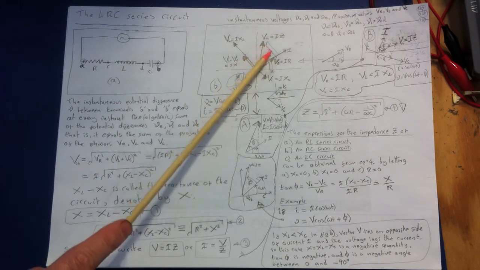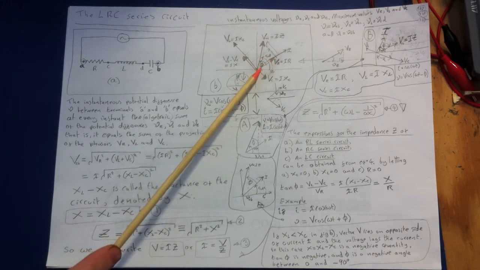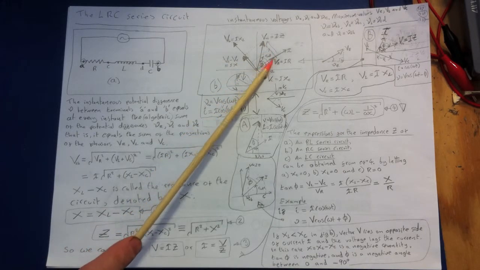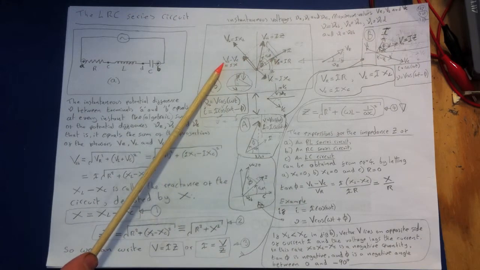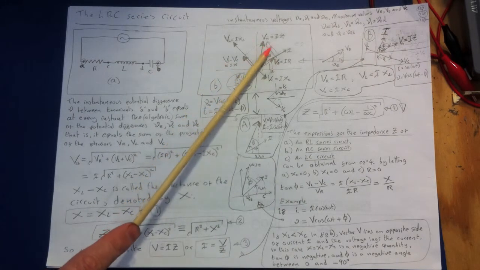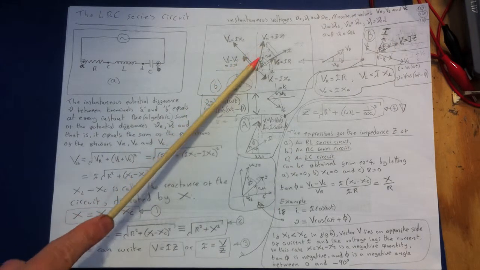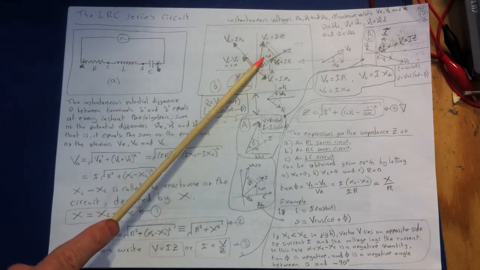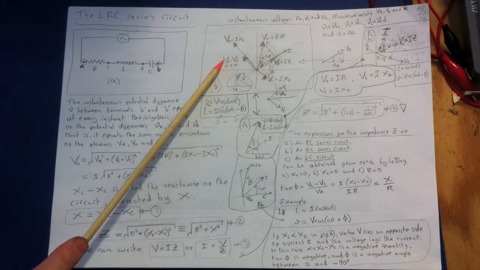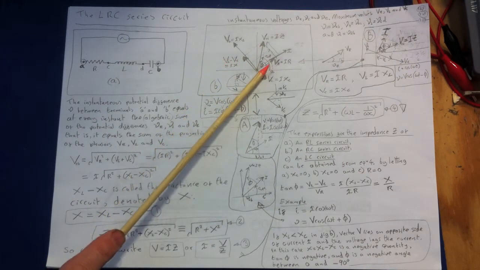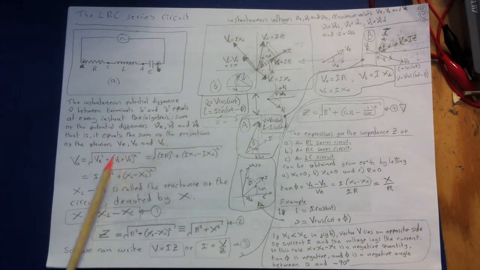So obviously we can think of this as a right angle triangle now. We've got the magnitude of V on this side, and we've got the magnitude of VL minus VC on this side, and then we've got the magnitude of the total voltage on that side. So that's Pythag, yes? V squared equals that all squared plus VR squared. And I've written that here.